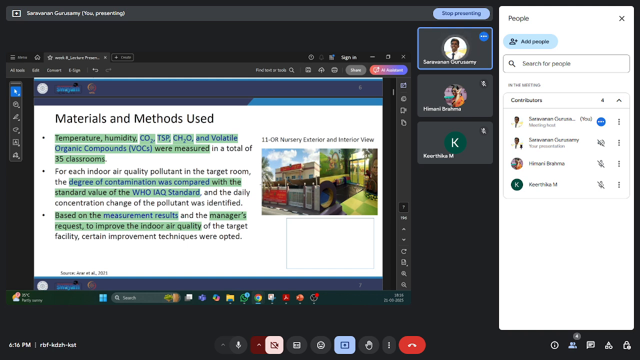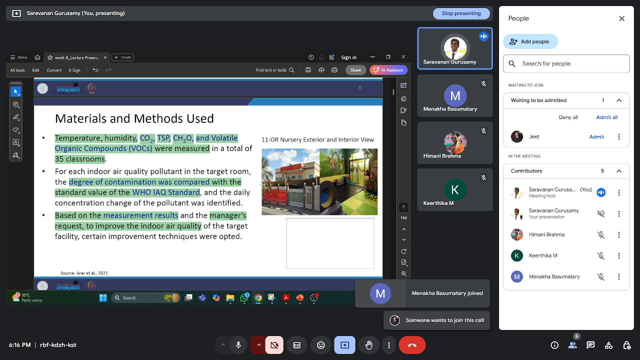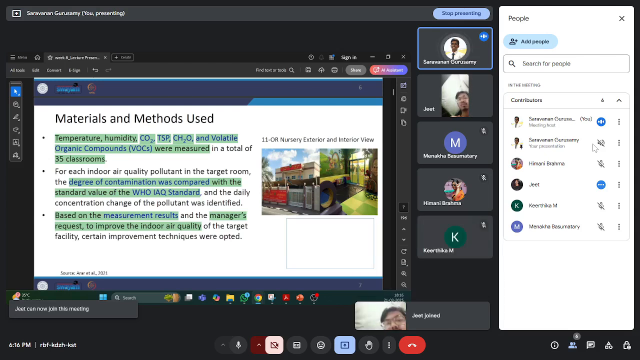This also you can take as a project if you are in undergraduate or so. In your institute, how the indoor air quality is varying in each department, each lab and each classroom, how it is varying. That also you can take as a UG project or PG project. This will have a good impact.